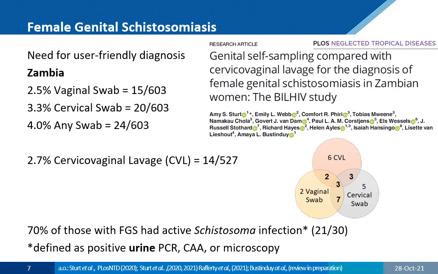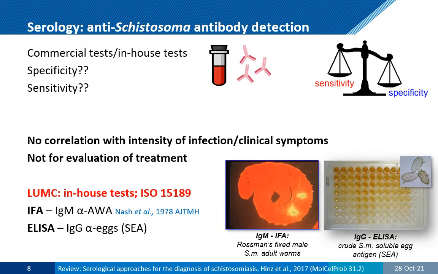And this study also confirmed again that many, but certainly not all, women presenting with FGS had an active Schistosoma infection, which was defined as the urine being positive either by DNA detection or circulating antigens or eggs. So, in other words, only examining urine samples is not sufficient to diagnose FGS.